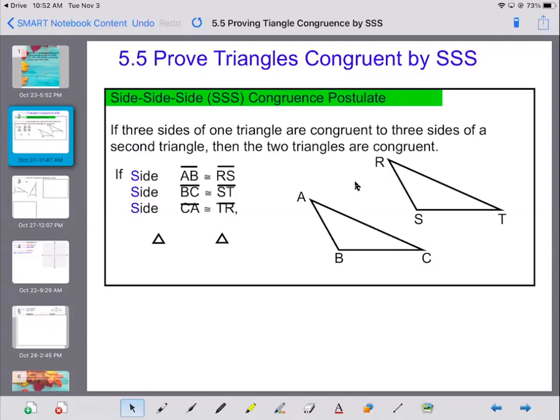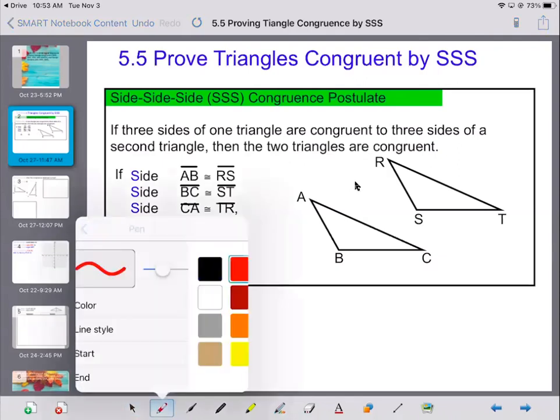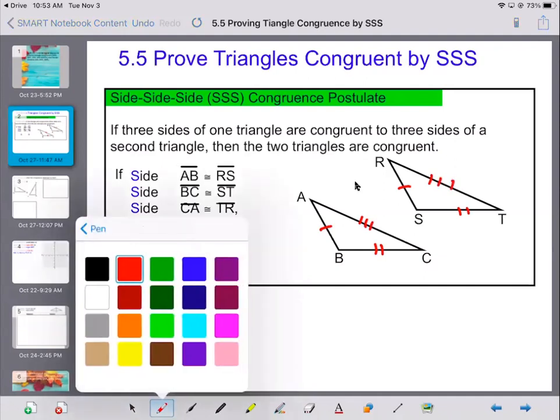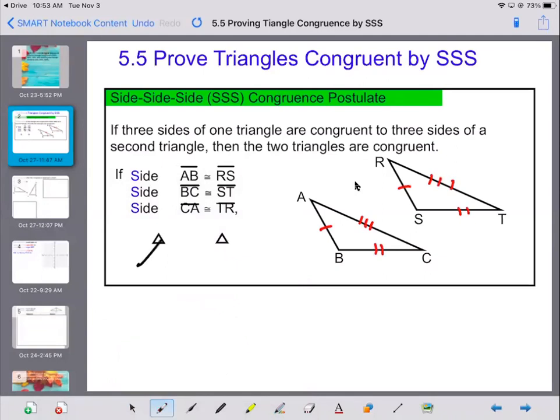So in this diagram, you can see that we have a list here that segment AB is congruent to segment RS, segment BC is congruent to segment ST, and then lastly, segment CA is congruent to segment RT. And so when we have all three sides the same, we'll go ahead and fill this in here. Triangle what is congruent to triangle what?